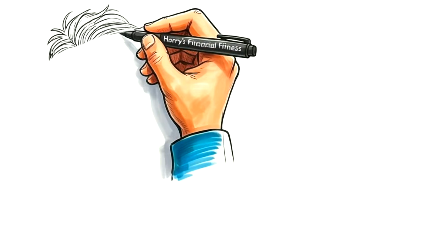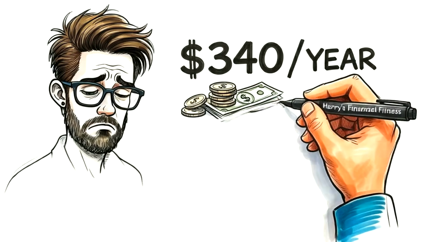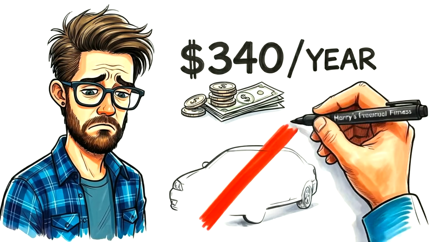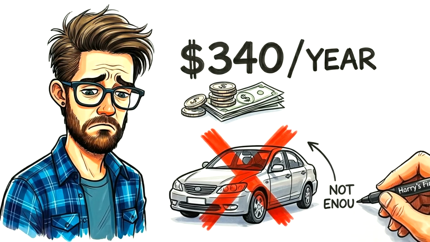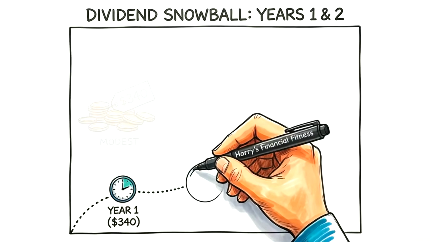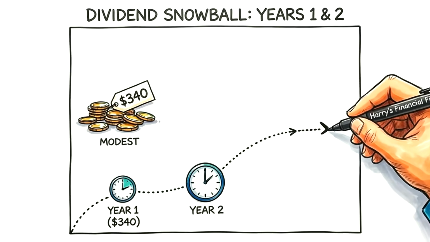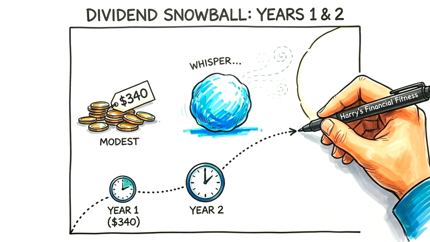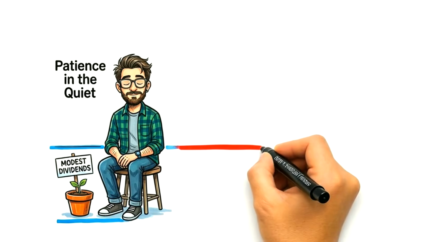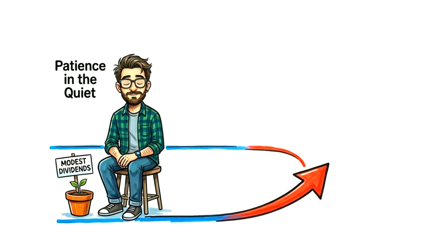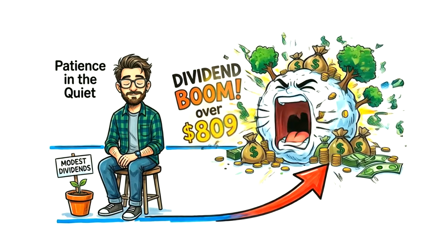This is why most people give up on dividend investing too early. They see the first 2 or 3 years and think, $340 a year in dividends? That's nothing. That won't even cover a car payment. And they're right. In year 1, it's modest, but they're looking at the wrong year. The dividend snowball doesn't whisper in year 1 and 2. It screams in year 8, 9, and 10. If you can sit through the quiet years, the loud years are waiting.